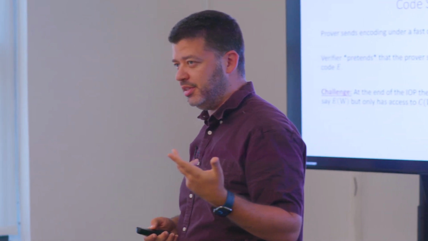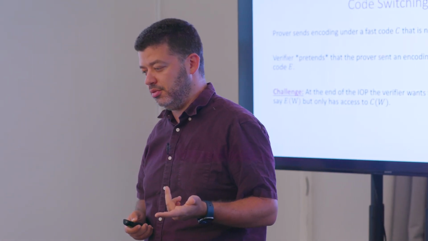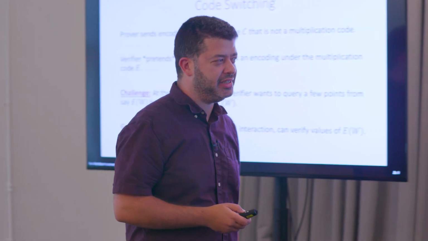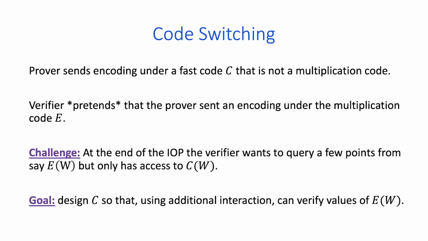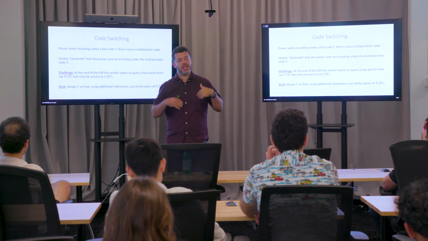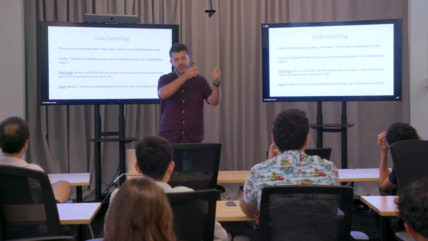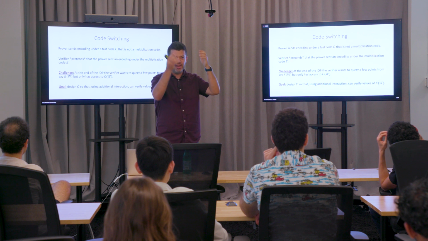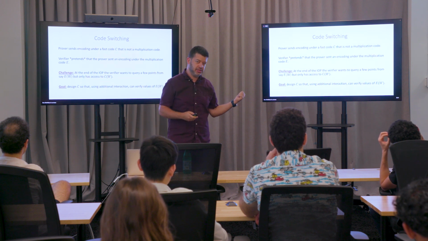How do we overcome this? We're going to do this via additional interaction with the prover. Okay? So we're going to design a special code C so that using additional interaction, even though I have in the sky Oracle access to C of W, I am able, using that and additional interaction, to check claims about E of W. So I've managed to use one code to do the encoding. I've pretended that I actually use a different code, but that later on, using this, I can check consistency.